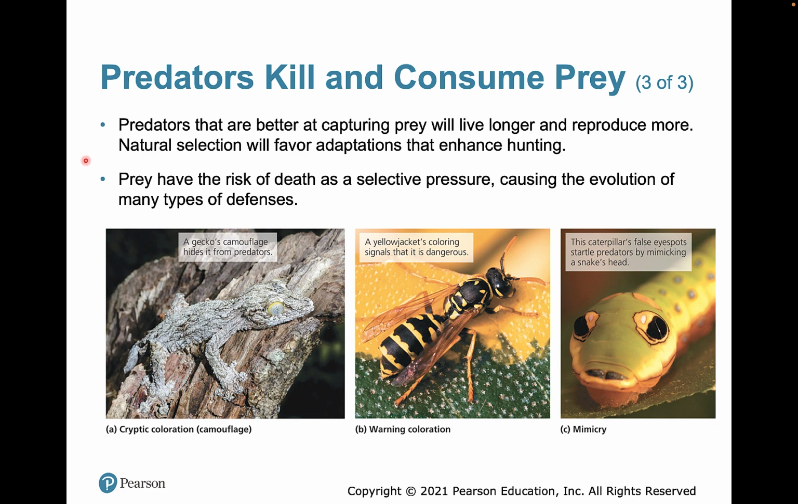Prey have an opposite selective pressure. The threat of death is a selective pressure. So they're going to develop adaptations that allow them to not be eaten. Camouflage is one, warning coloration like a yellow jacket or the poison dart frogs, and then mimicry is another one. The caterpillar looks like a snake head, quite a bit actually. So these are ways that prey species defend themselves against predators.